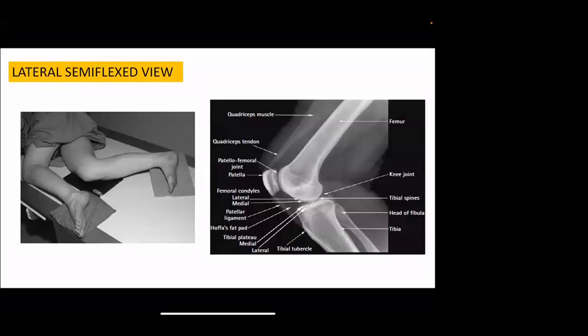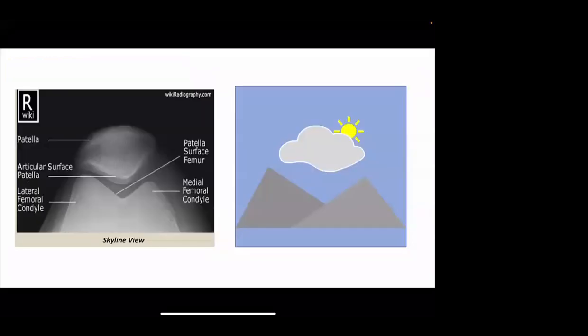Lateral semi-flexed view. In this X-ray showing the quadriceps tendon clearly, the patellar ligament, and the Hoffa's fat pad posterior to it. This is skyline view, which is used in trauma cases to assess for patellar fracture or subluxation and in patellofemoral joint diseases. This figure is done by me, maybe it reminds you of this view.